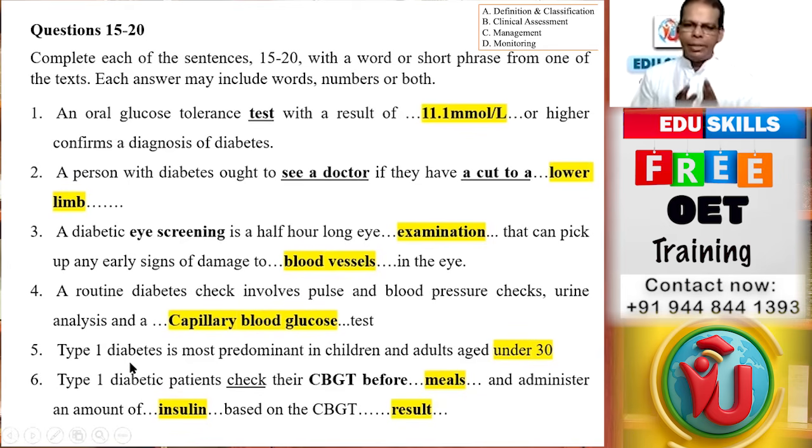In Part A, never ever change the form, never reduce the word or number, or change the form of anything. Exactly pick, collect, cut and paste. Just collect the same word and write it in the answer. Any spelling difference or spelling error, typos will be penalized. Type 1 diabetes is predominant in children and adults aged under, and a number is required, have it there. Before meals, administer an amount of insulin based on the CBG value you set. The result is almost the same answer, but you'll have to get the same word from the text. Is that clear? Yes, sir.